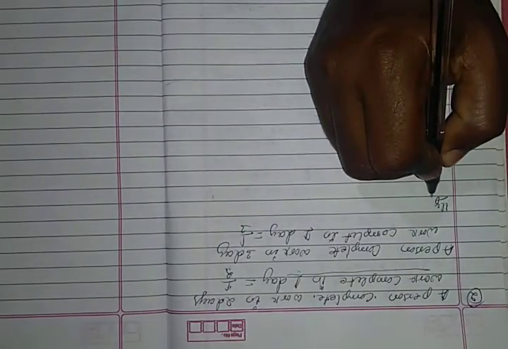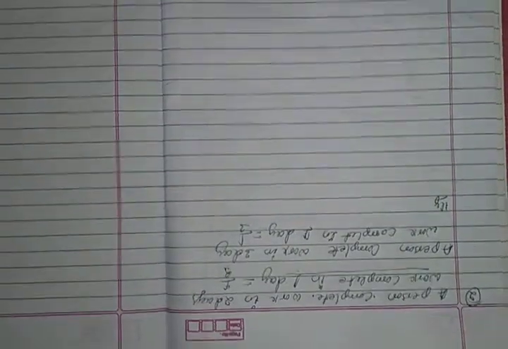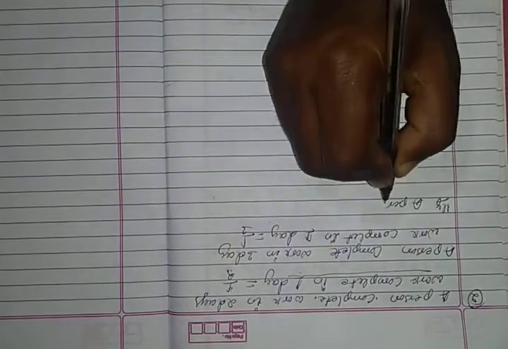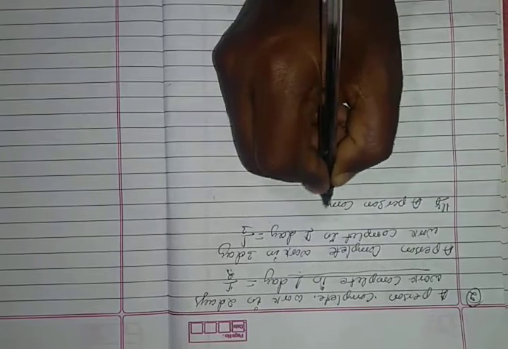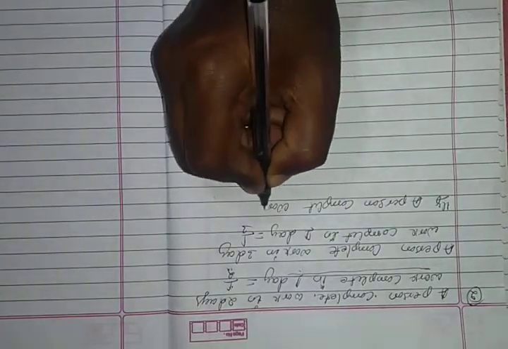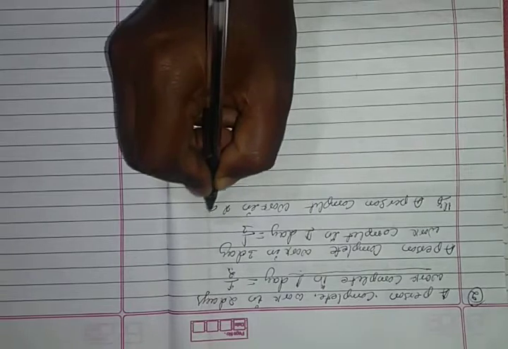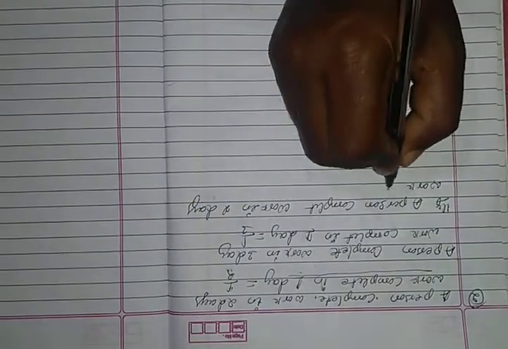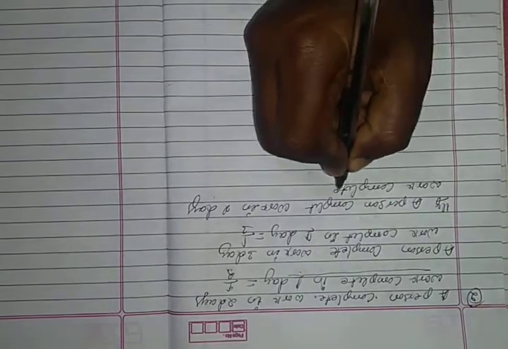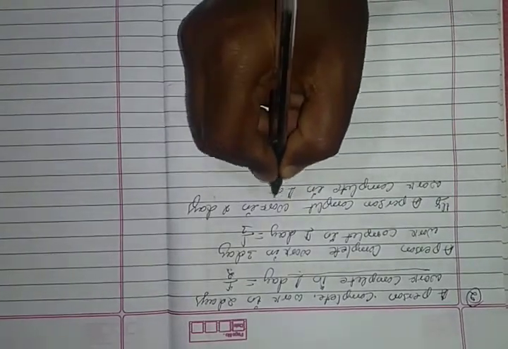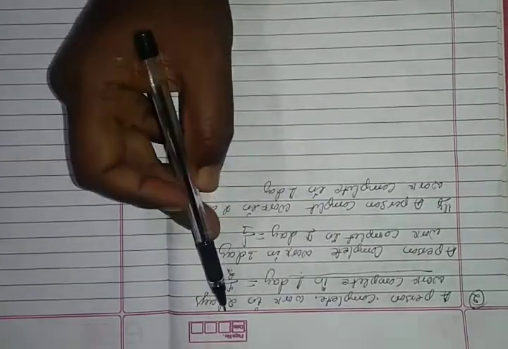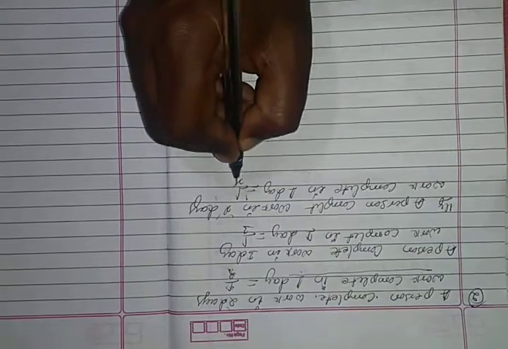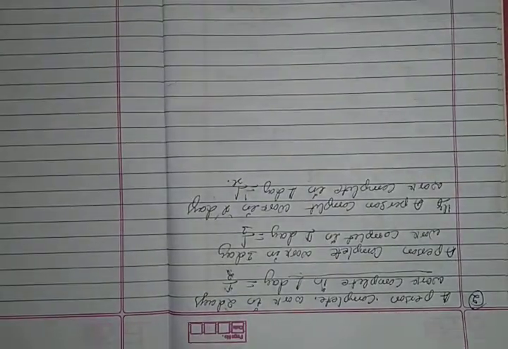Similarly, a person completes work in x days, that is 1 day. I will calculate the work completed in 1 day, that is 1 by 2 for 2 days, 1 by 3 for 3 days. See, for x days, it is 1 by x. So this is the concept.